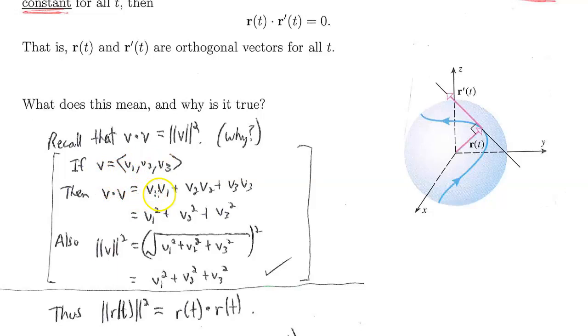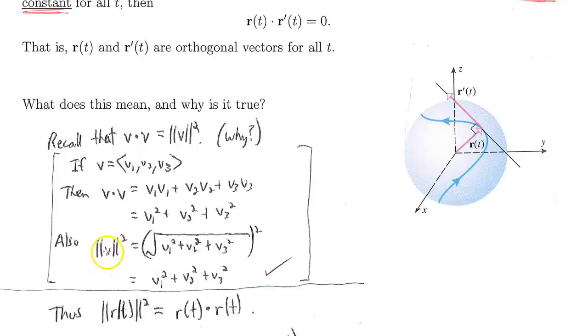Well, it's v1 times v1, plus v2 times v2, plus v3 times v3. In other words, v1 squared plus v2 squared plus v3 squared. By the way, notice that's never negative. Now, if you do u dot v, the dot product of 2 different vectors, you can get a negative number, certainly. But if you dot a vector with itself, you'll never get a negative number. In fact, what you're going to get is the norm of that vector squared.